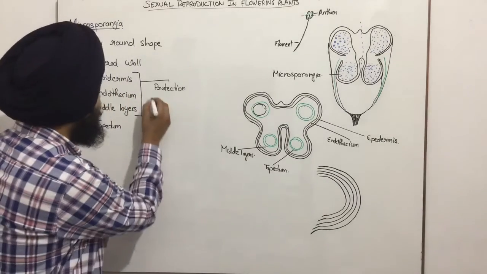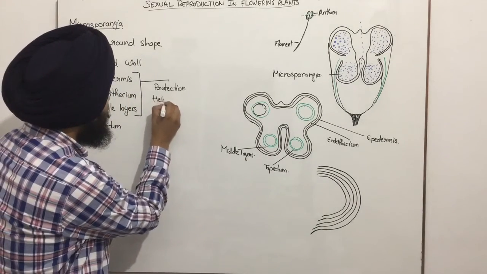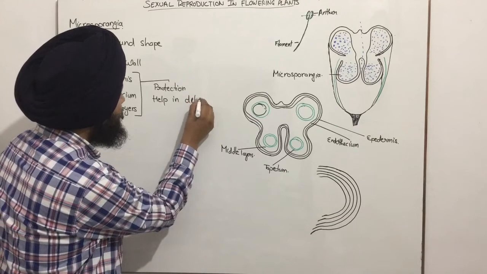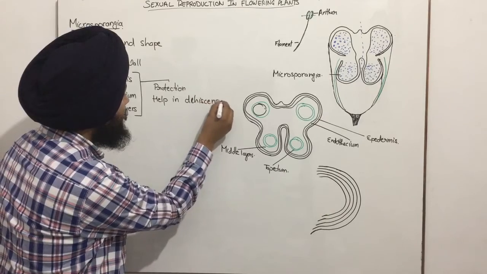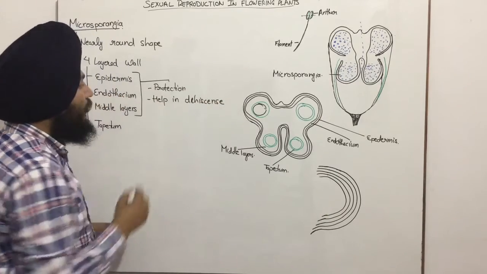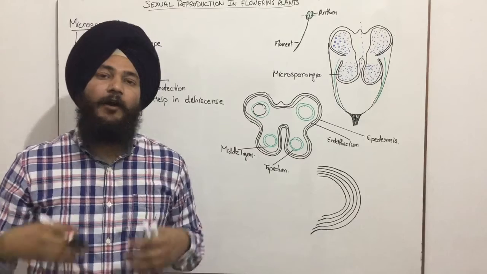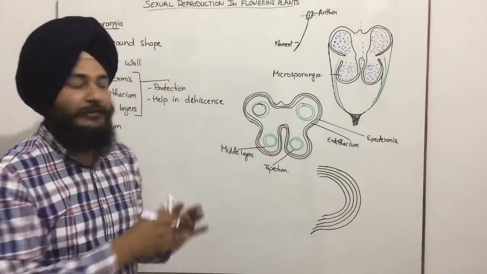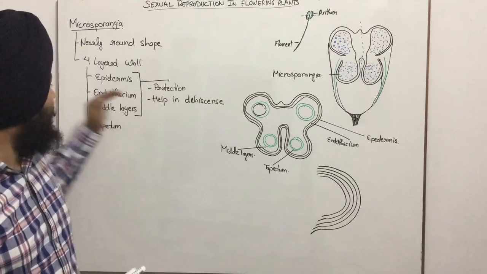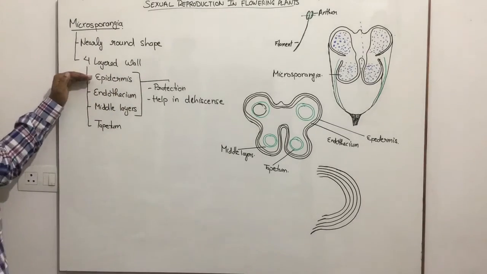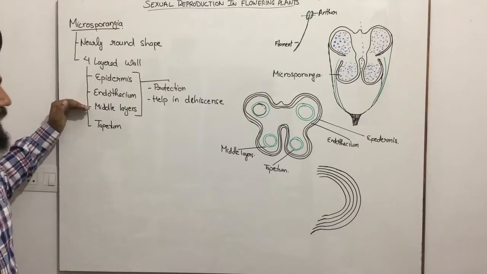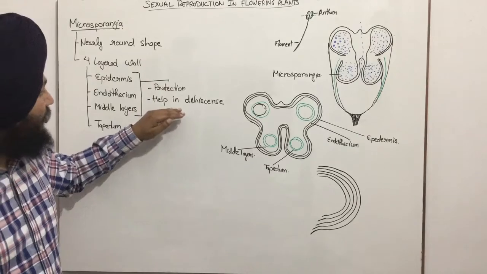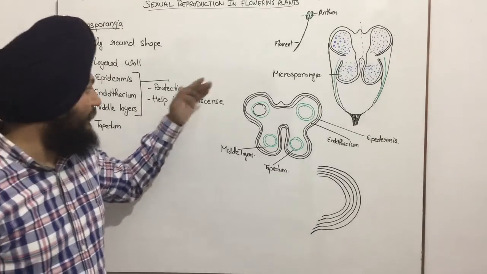What dehiscence is and how the dehiscence occurs, that we will do at the end of this lecture. Okay, so the first three layers, that is the epidermis, endothecium and the middle layers, are the outer layers and they help in the protection of the microsporangia and they help in the dehiscence.